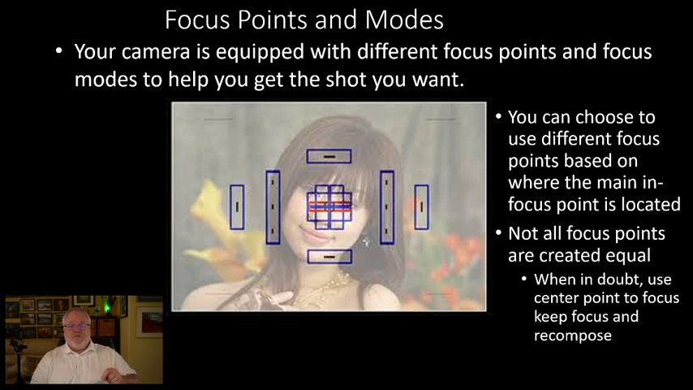In some cameras, especially DSLRs, some of your focus points will be considered cross-type, and other focus points are horizontal or vertical. If we look at the picture on the screen, we can see that this camera has, I think, 9 or 19 autofocus points. And we can see that some of them are vertical and some of them are horizontal. Now, a vertical autofocus point is looking for a horizontal line, and a horizontal autofocus point is looking for a vertical line.